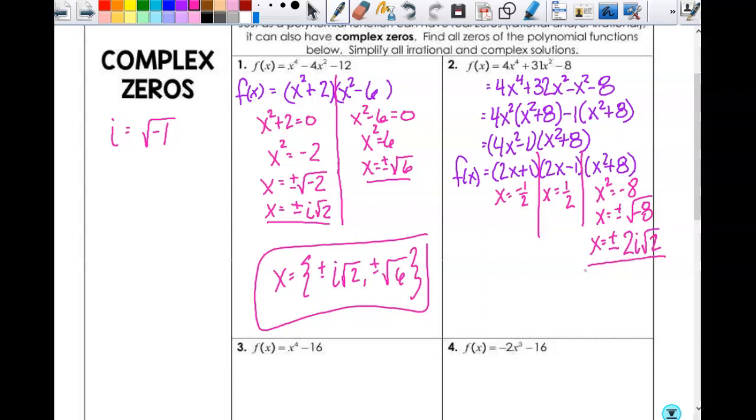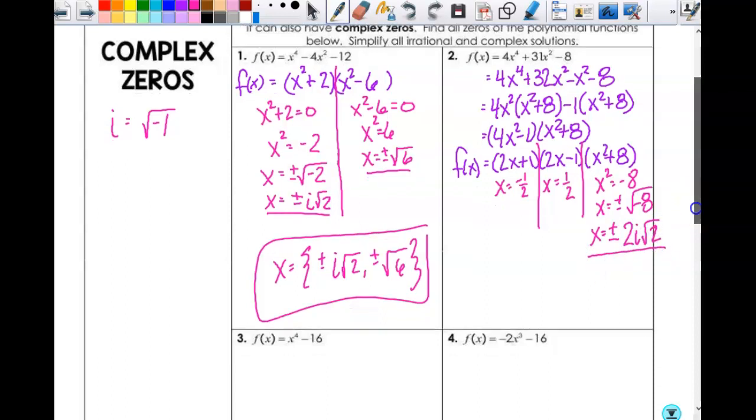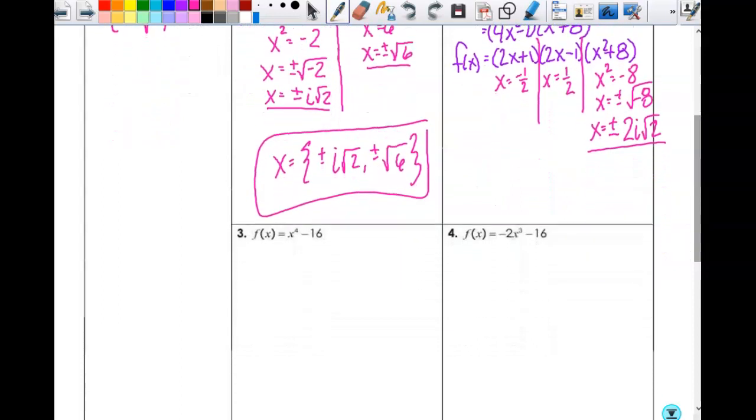You wouldn't put the i before the 2. It wouldn't make any sense there. All right, so that means my zeros in the end are plus or minus 1/2 and plus or minus 2i square root of 2.